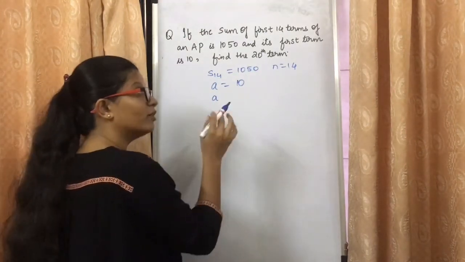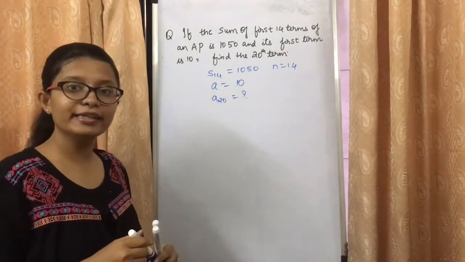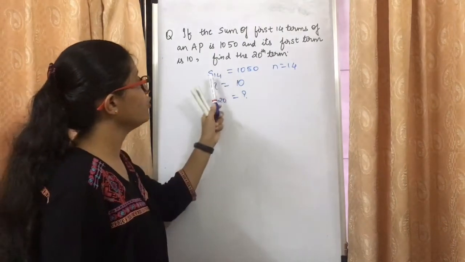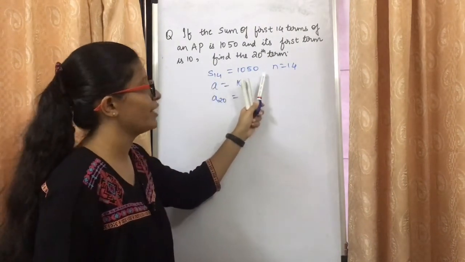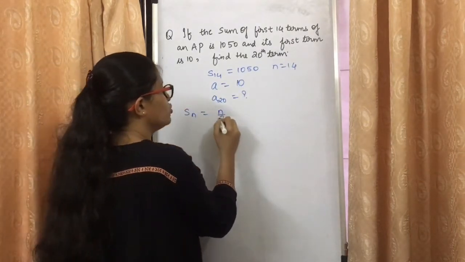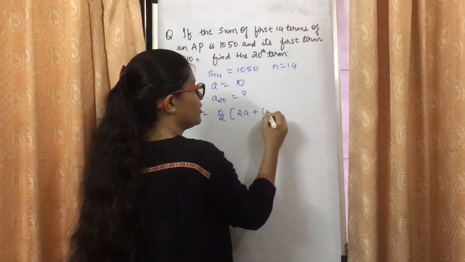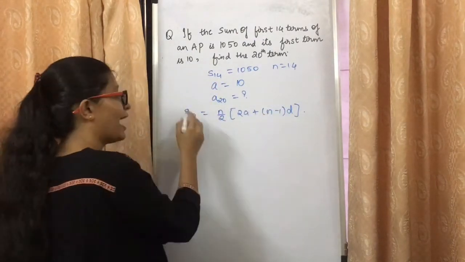सम पूछा नहीं है, टर्म पूछिए इस बार. 20th टर्म पूछिए. So we need to find the 20th term. So Sn is S14. The sum of first 14 terms is given as 1050. Can we apply the formula for Sn as n by 2 into 2a plus n minus 1 into d? And we have Sn.